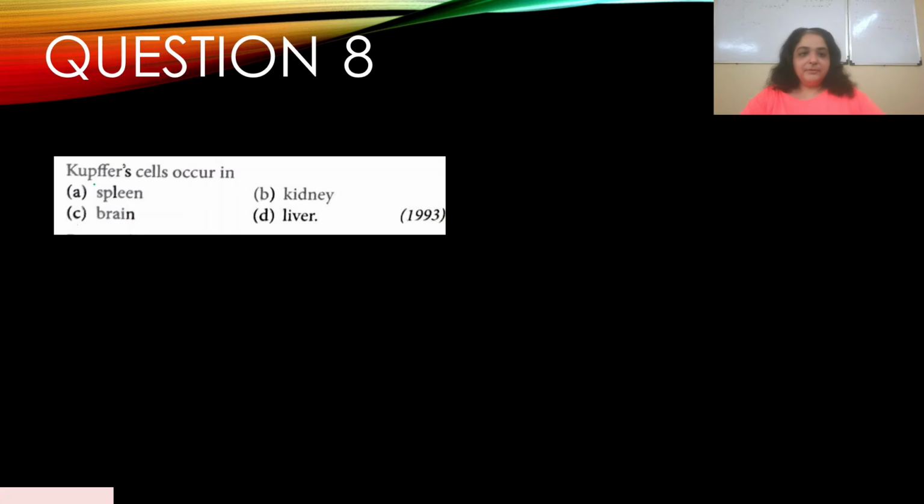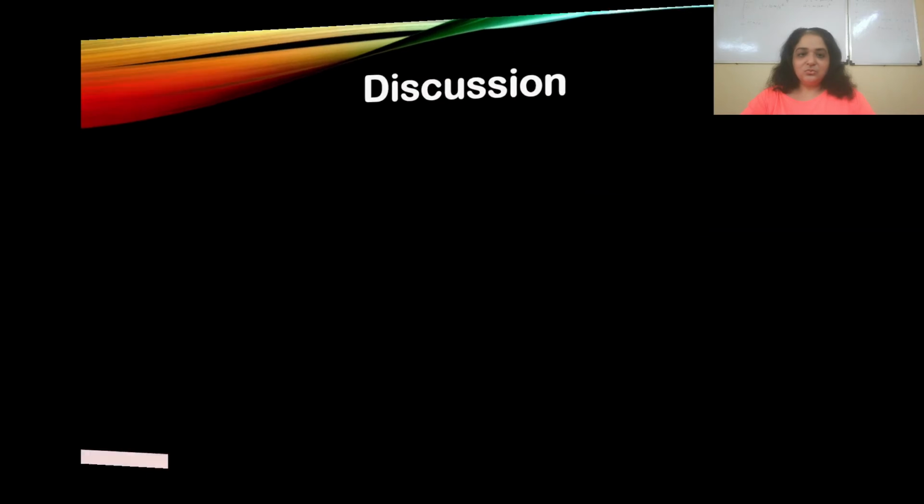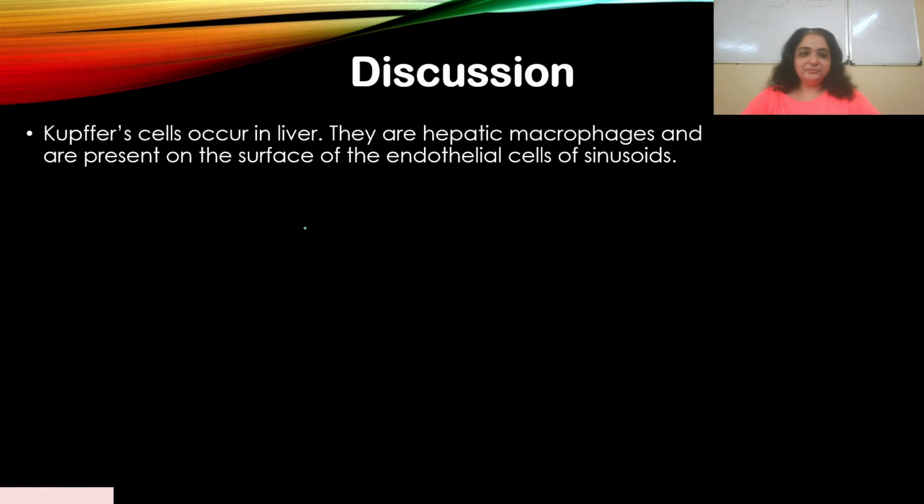So question number 8. Kupffer cells occur in, and this appeared in 1993. They occur in A, spleen, B, kidney, C, brain, and D, liver. So Kupffer cells occur in D, liver. Okay, answer is D. Let's go to discussion.